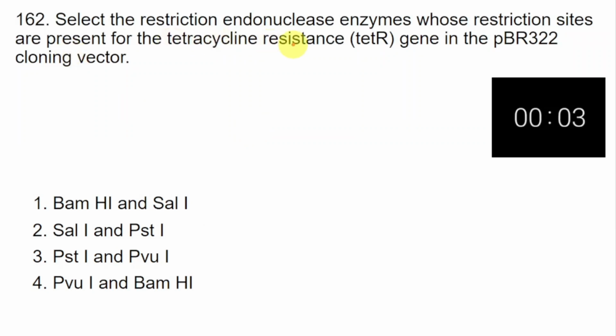Select the restriction endonuclease enzymes whose restriction sites are present in the tetracycline resistance gene in the pBR322 cloning vector. So the answer will be option 1. Yes. So we did it in around 15 to 20 seconds. This was a diagram-based question, and we solved it without a diagram.